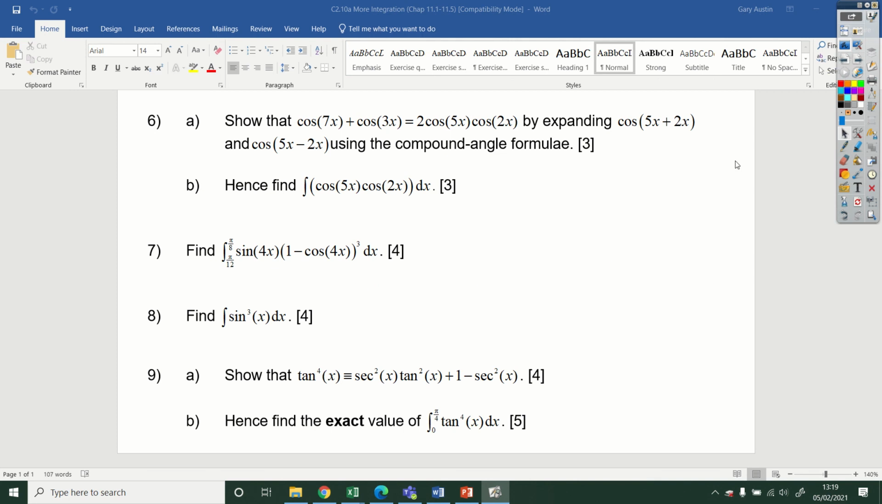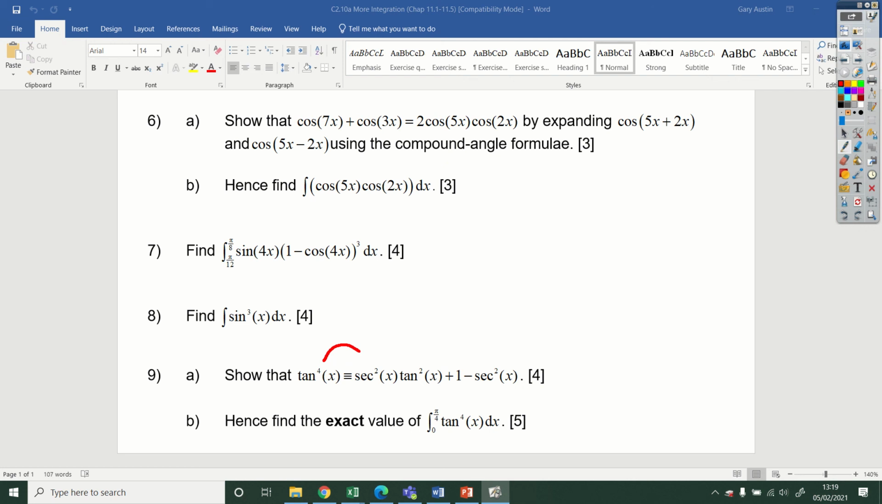Finally, question 9, we're showing the identity first of all. Now it turns out you can do this in either direction, and it doesn't particularly matter which way. You can go left to right with this identity, or you can go right to left. I'm imagining that most of you will be wanting to sort out the right-hand side because there's more going on.